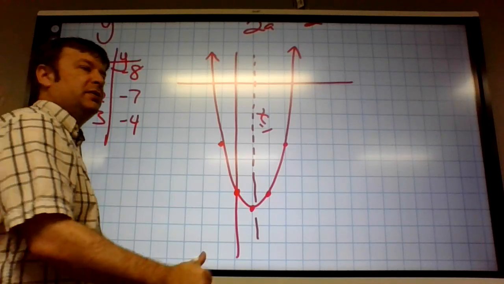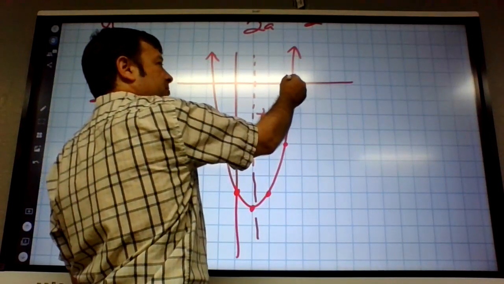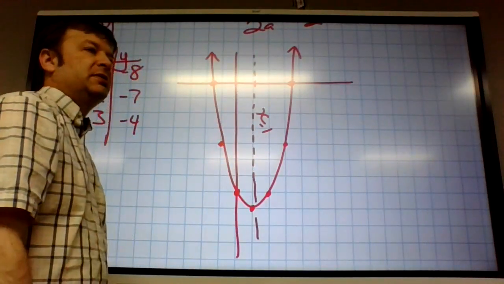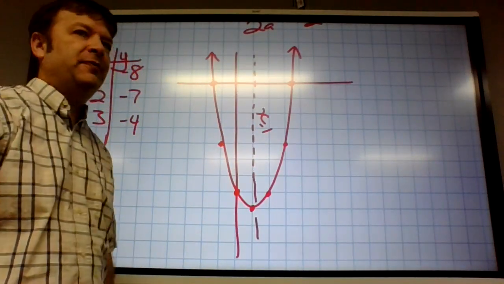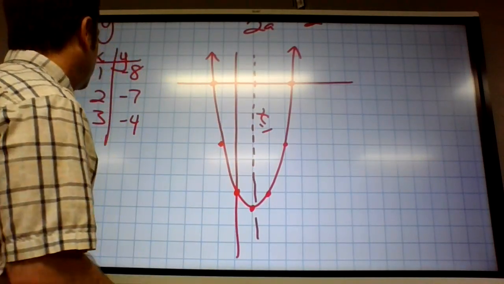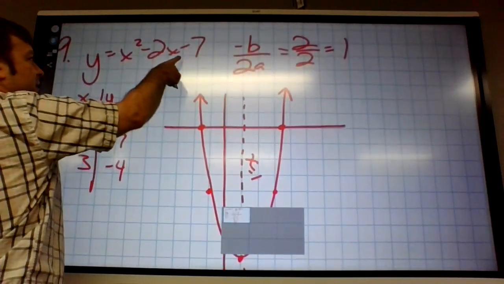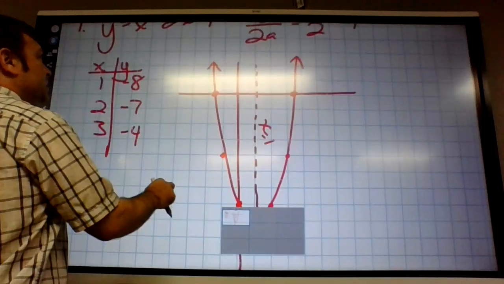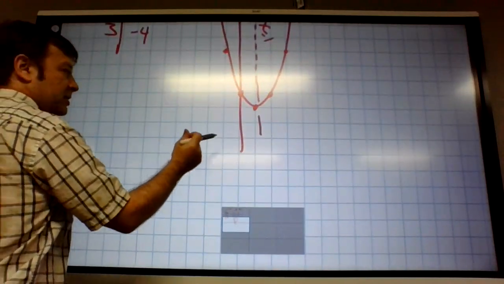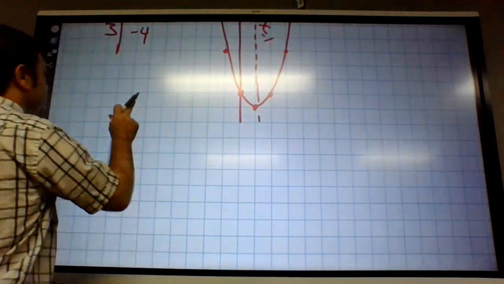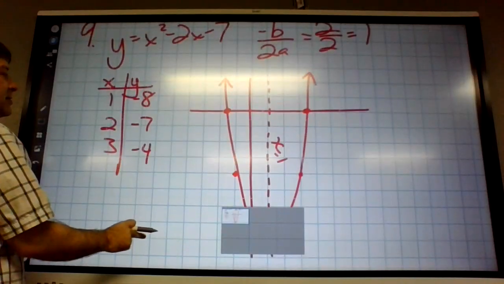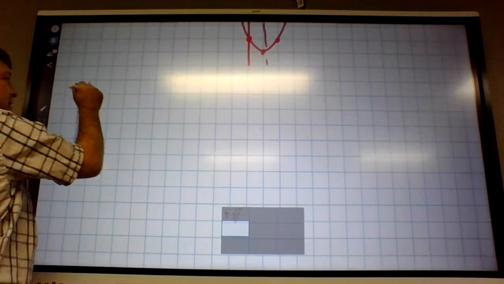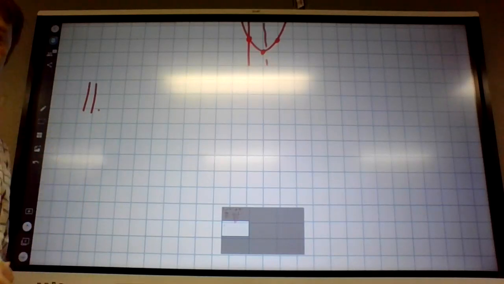Do you remember how to find the x-intercepts? Plug in 0 for y. You could do factoring or quadratic formula. This one doesn't factor, so you'd have to do quadratic formula. That means it'll be a really messy decimal. But I said you only had to do that on like 2a. All right, 11. Now we're moving.